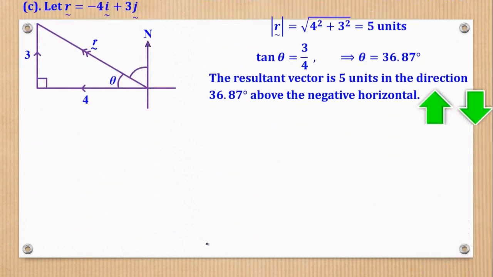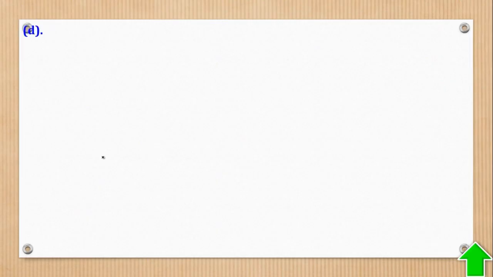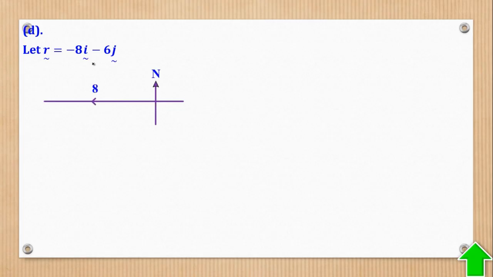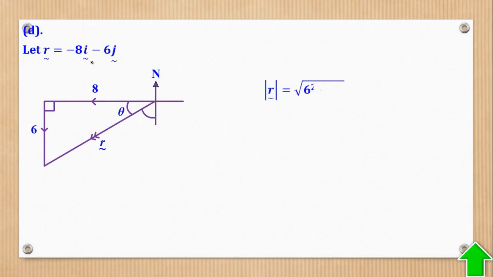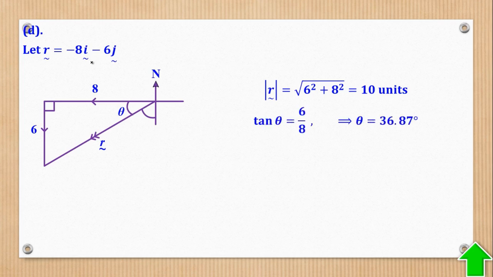So let's do one more. Part D, it was negative horizontal, negative vertical. So negative horizontal is to the left, and negative vertical is downwards. Then join from start to end, and that will be the right angle triangle we are interested in. So we shall use Pythagoras theorem to get the magnitude and SOHCAHTOA to get the angle. Then we can conclude.